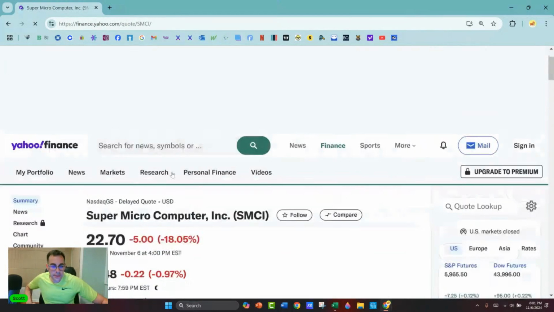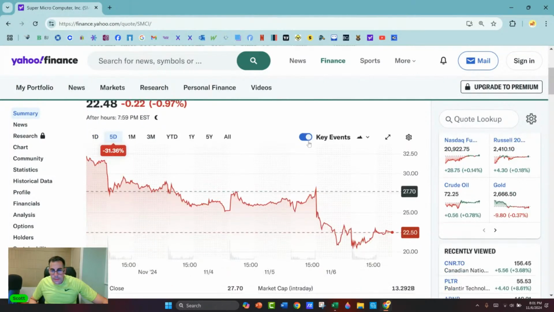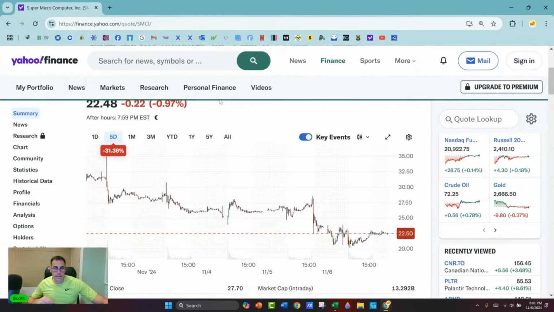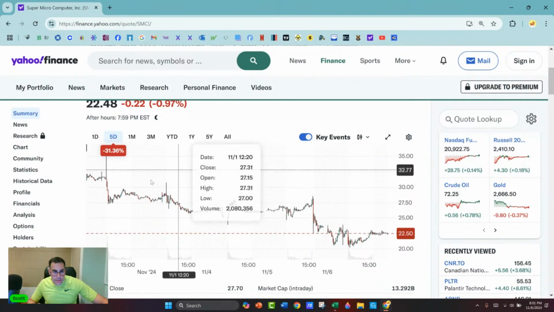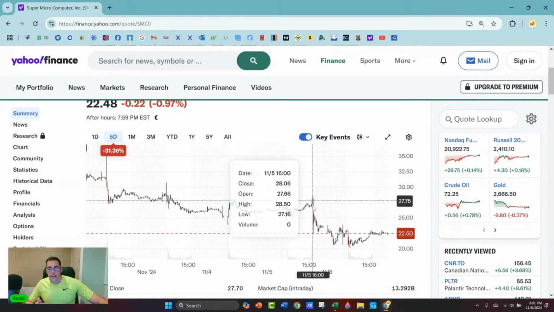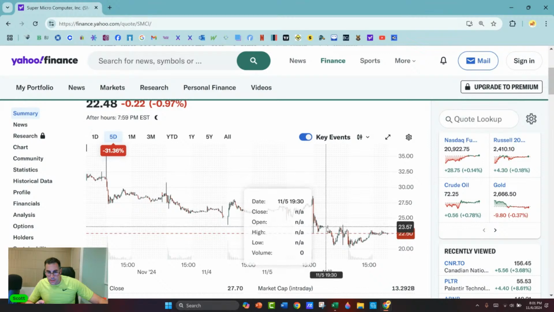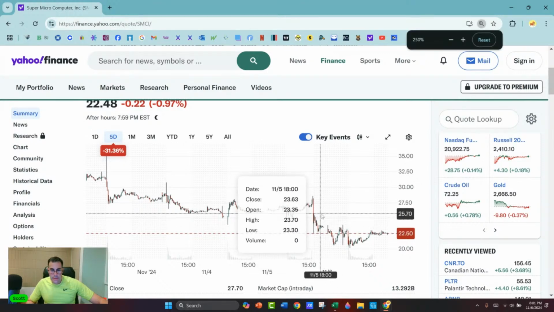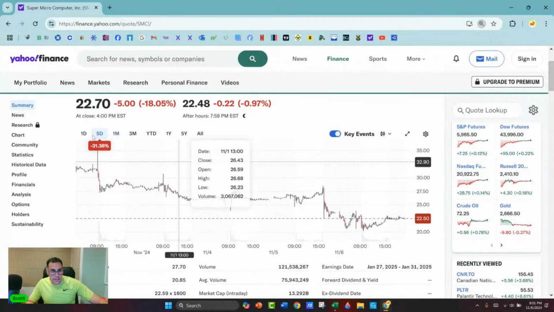Yahoo Finance is just hard to look at anymore. I can't. I like candlestick because. Okay, so this is the 5-day chart. So today's 11/6. So on 11/5, it closed at. It's hard to see on this chart. I wish they made it easier.